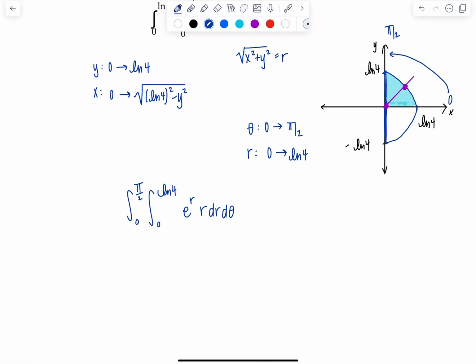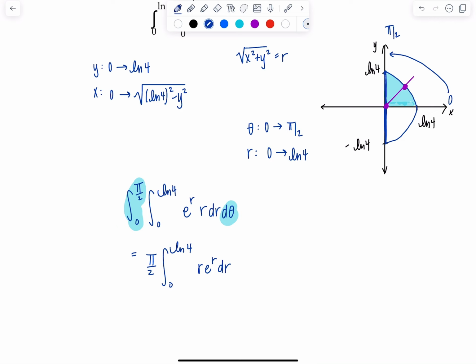Okay, I'm looking through. I don't see any thetas, so I'm going to do the same little shortcut from last time. In fact, all of this is just going to go away. Imagine if I broke it up separately, and then I'd end up with an extra pi over 2 outside. So I'm just going to skip to that. Pi over 2, integral from 0 to ln of 4, r e to the r dr.